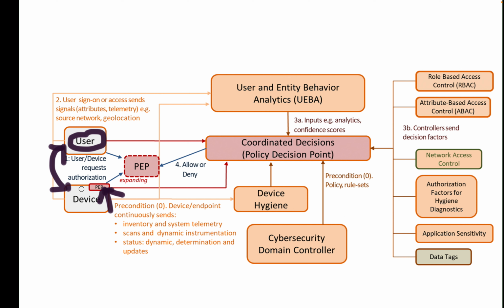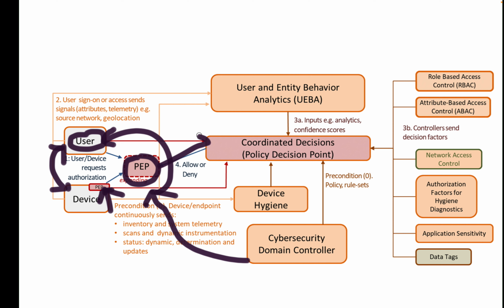So the user logs in with the device, expanding into the policy enforcement point. Essentially, our cybersecurity domain controller is looking at all the different attributes of the user and comparing them to our own settings to make the decision of, is this guy cool or not cool?